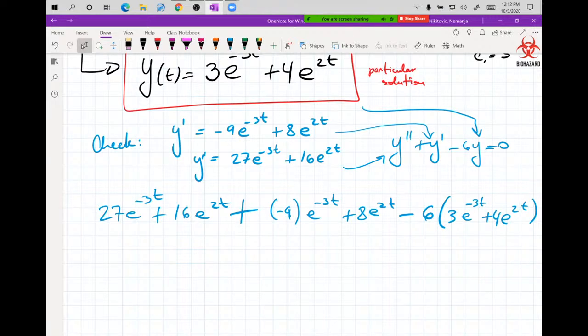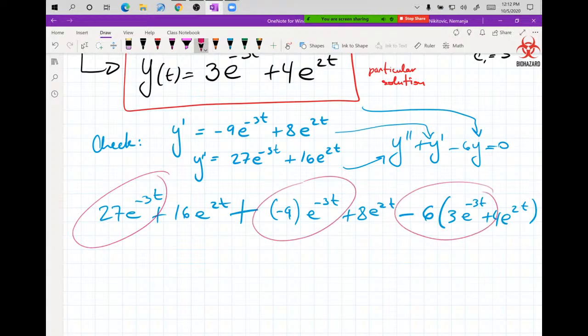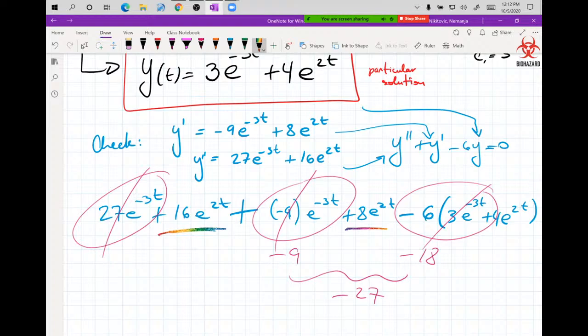And now what do I have? I have like terms here, here, and here. So this is negative 9, and this is negative 18, together negative 27. So they all cancel. And what else do I have? Let's go rainbow. I have 16 plus 8 and then minus 24. Well, 16 plus 8 is 24, 24 minus 24, so they cancel. And you get big fat 0 equals 0.